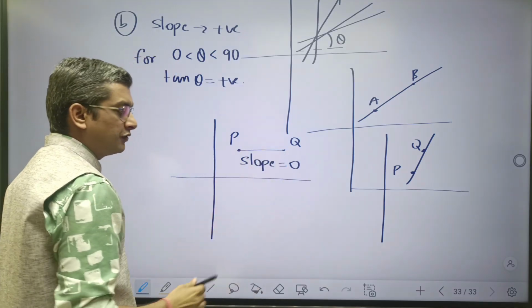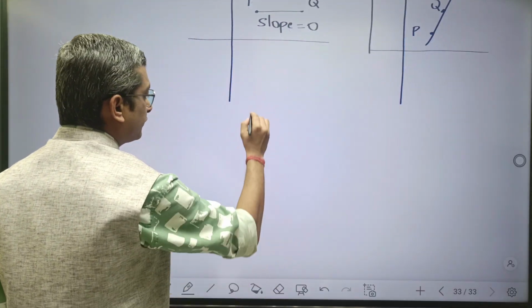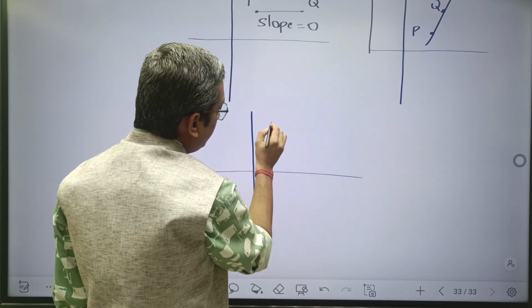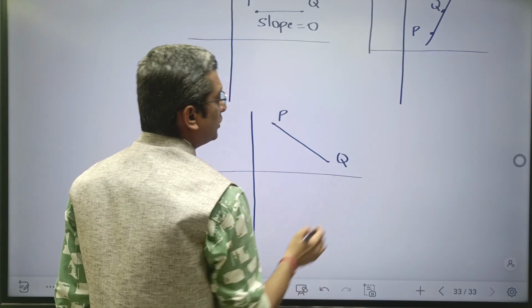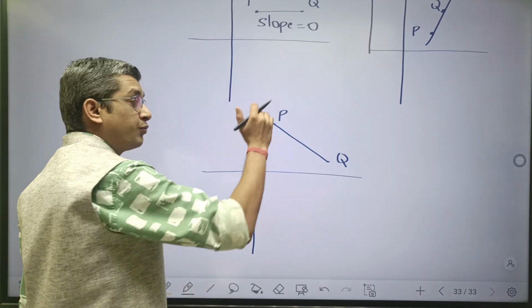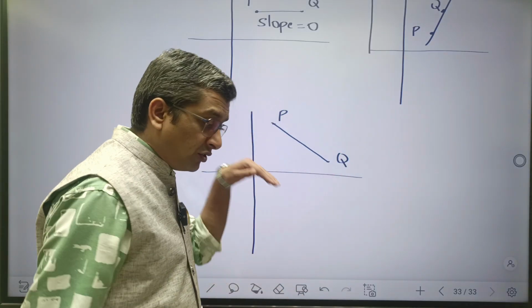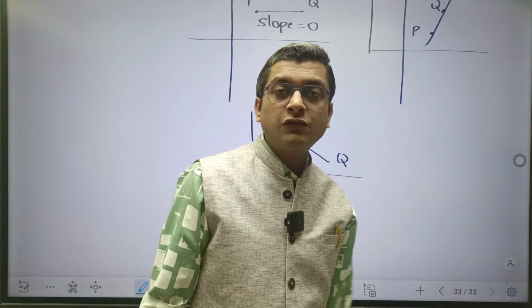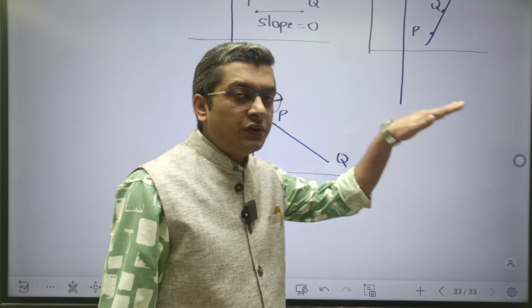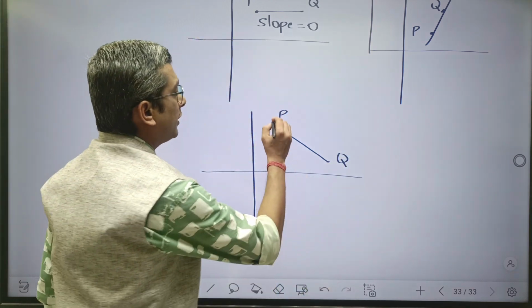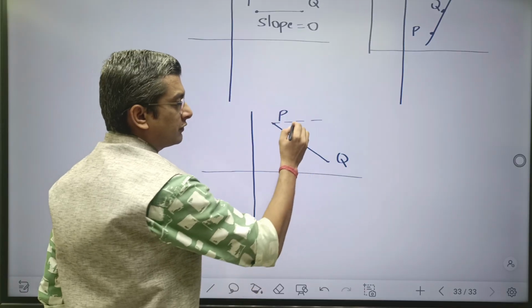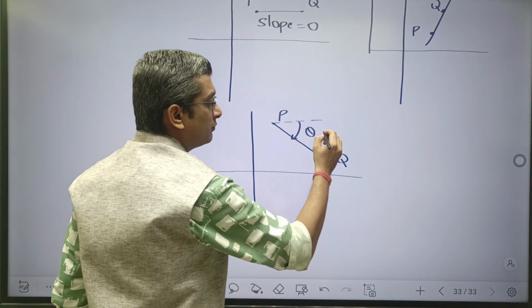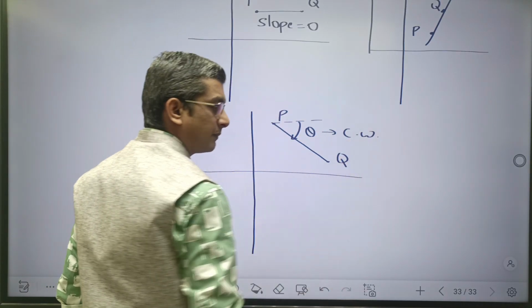It means that theta is 0. Now the third case is, if I plot a straight line like this one, here it is P, here it is Q. Now if we move from point P to point Q, there will be a negative slope. You vertically shift downward, and for theta, we draw a line parallel to the x-axis, and this angle theta is being measured in clockwise sense.